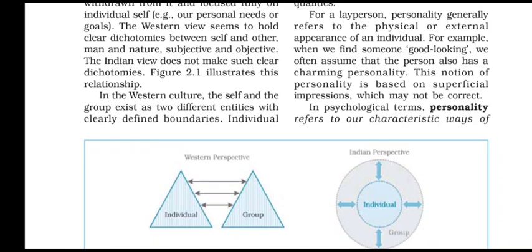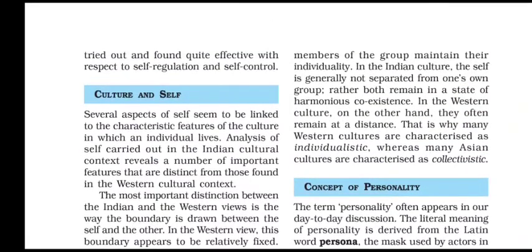To illustrate this relationship, see figure 2.1. In the Western culture, the self and the group exist as two different entities with clearly defined boundaries. Individual members of the group maintain their individuality. In the Indian culture, the self is generally not separated from one's own group. Rather, both remain in a state of harmonious coexistence. In the Western culture, on the other hand, they often remain at a distance.